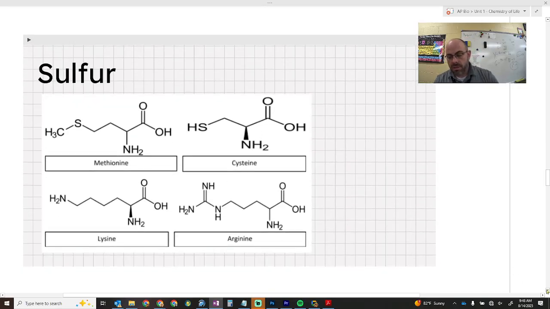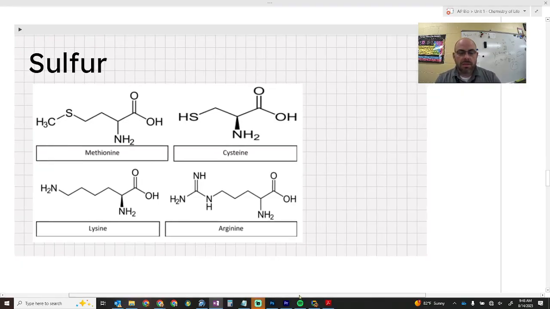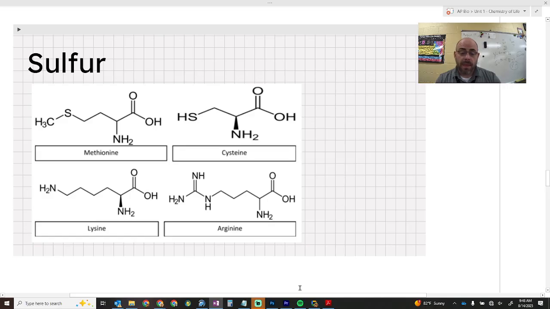Sulfur is an interesting element because it's only found in proteins, and it's only found in a couple of amino acids. Yet, the role that it takes in those proteins is essential because it forms a very strong bond called a disulfide bridge. And without those bridges, the molecule loses a lot of its integrity, which is going to affect its shape, which, as we just learned, affects its function. So sulfur, very important when building up proteins.